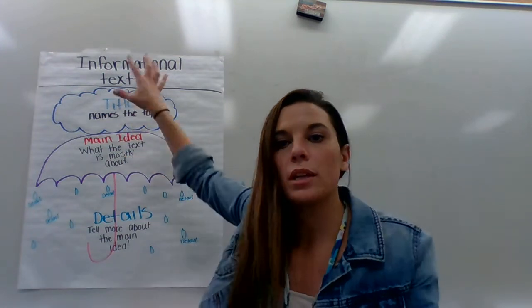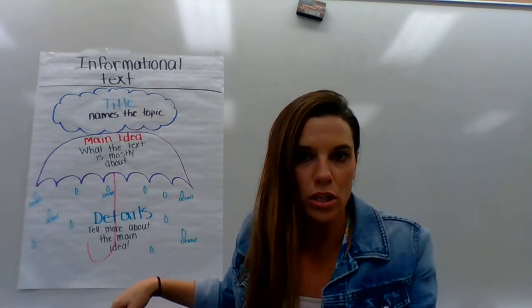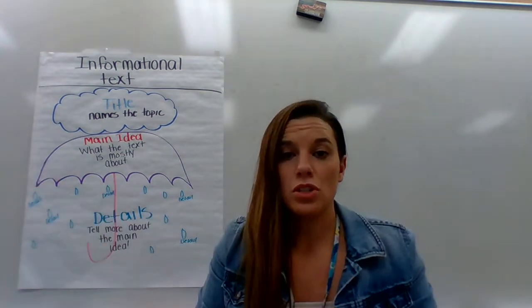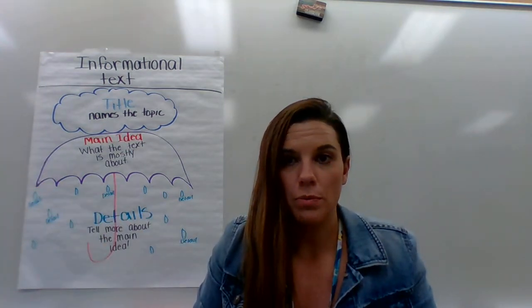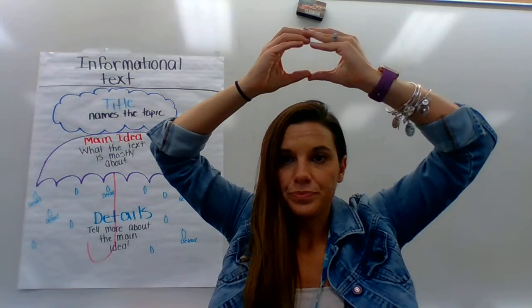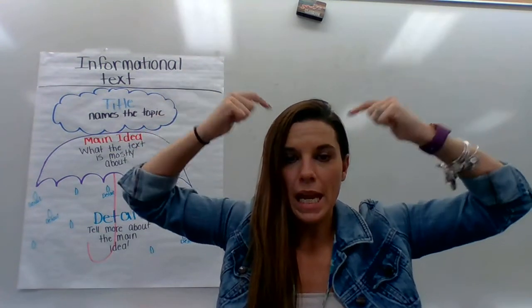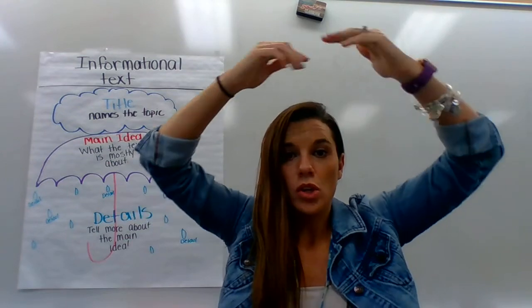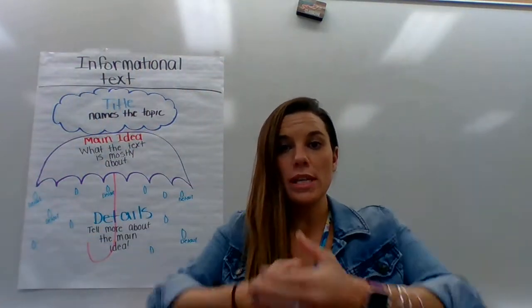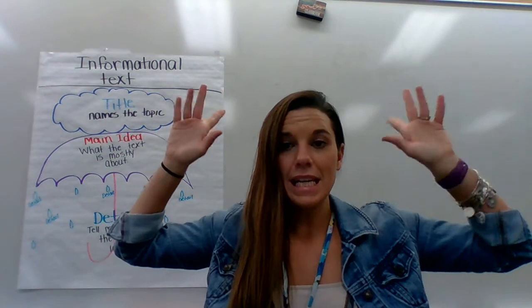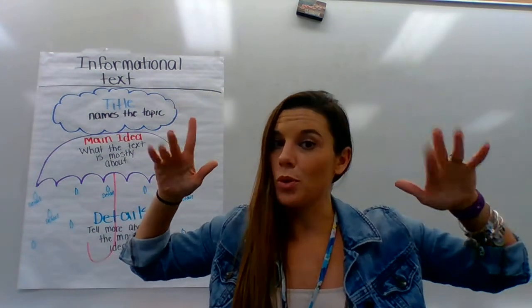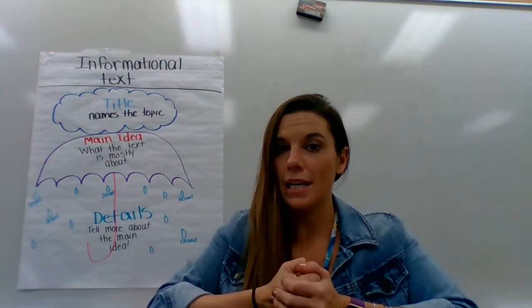So remember, we like to use the cloud, umbrella, and raindrops. And then we put little motions to it. So I'll do it first, and then you guys are going to do it with me. Title names the topic. Main idea is what the text is mostly about. Details tell us more about the main idea.